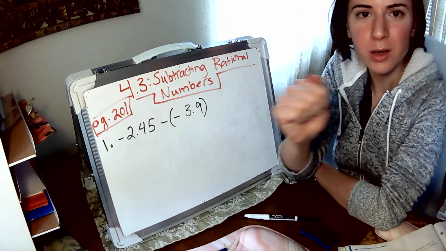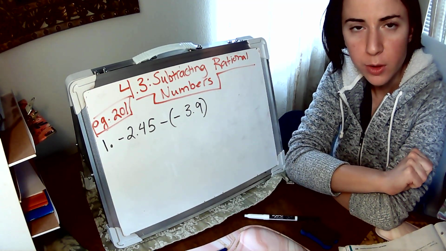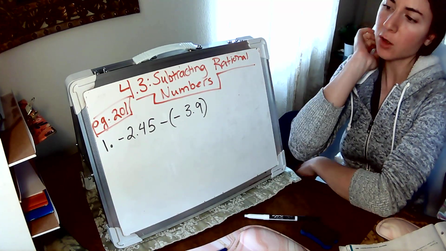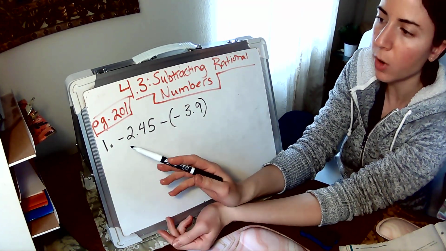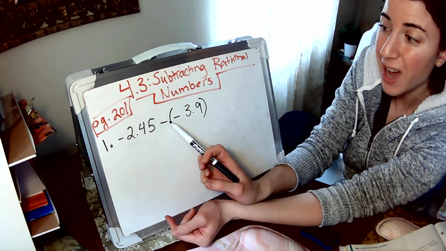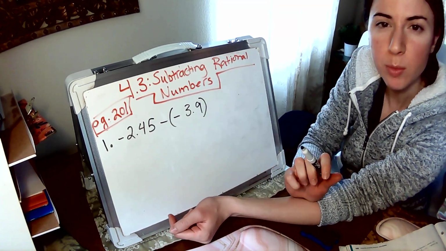Alright, so welcome to the review of section 4.3, in case you had any questions on it or just wanted to review it. So I'm just going to do number 1 real quick. Negative 2.45 minus negative 3.9.